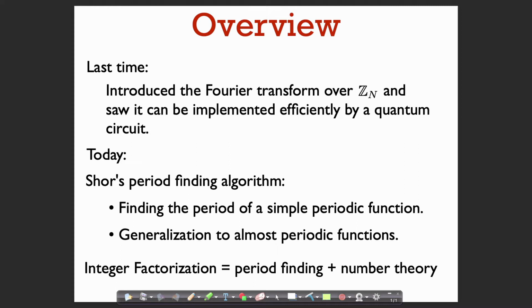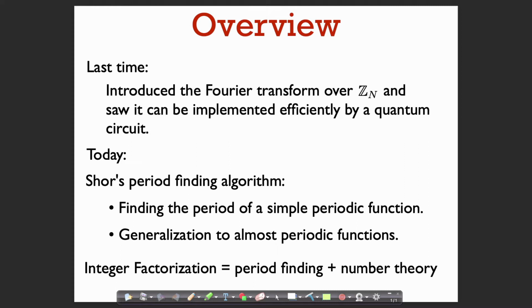So we're going to start off with finding the period of what I call a simple periodic function. So this has all the main ideas, all the quantum ideas that are needed for Shor's more general period finding algorithm. But actually, the application of simple periodic functions does not suffice for the integer factorization algorithm. So after we do the simple periodic function case, then we're going to generalize that to what I call almost periodic functions. And that is the case that's actually needed for the application to integer factorization.